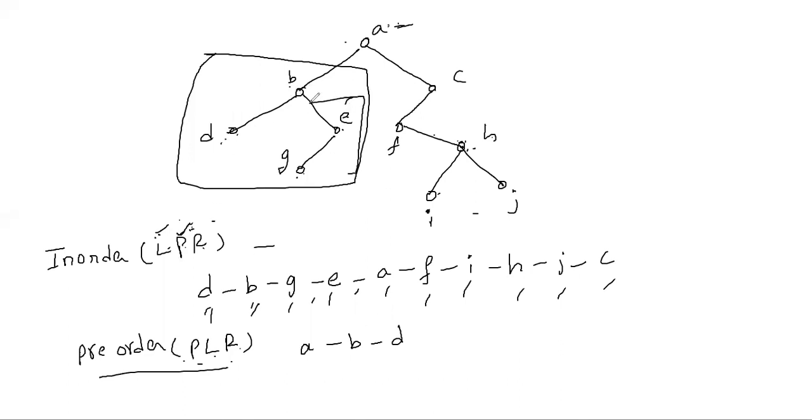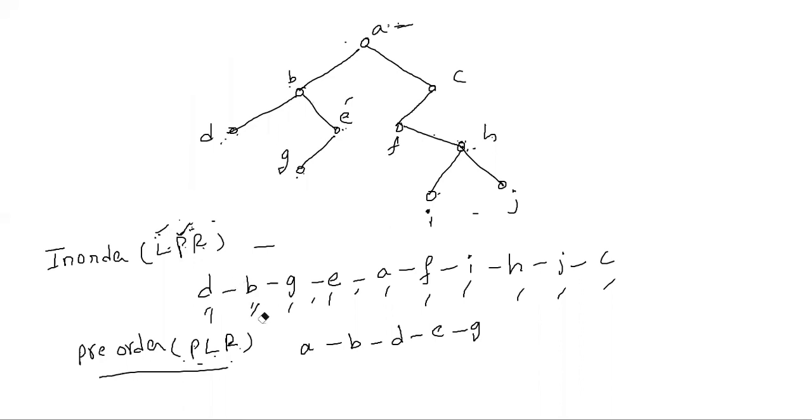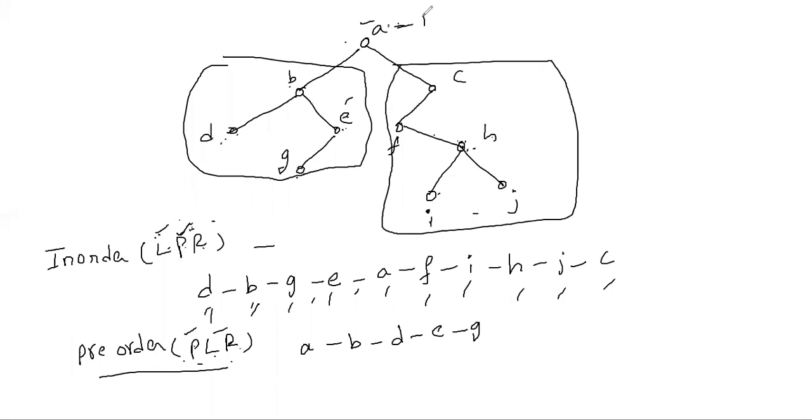When you come to right side, you again have some subtree. Whose subtree? E. Apply again the PLR formula. Parent E. Left, what is there? G. Right, what is there? Nothing will be there. So this subtree is completed. Now the left subtree is completed, P completed, L completed. Now come to R. Parent, left, next right. So now we think about this one.